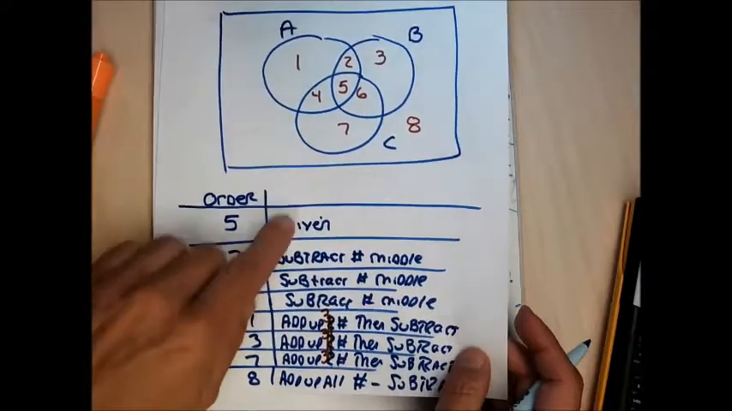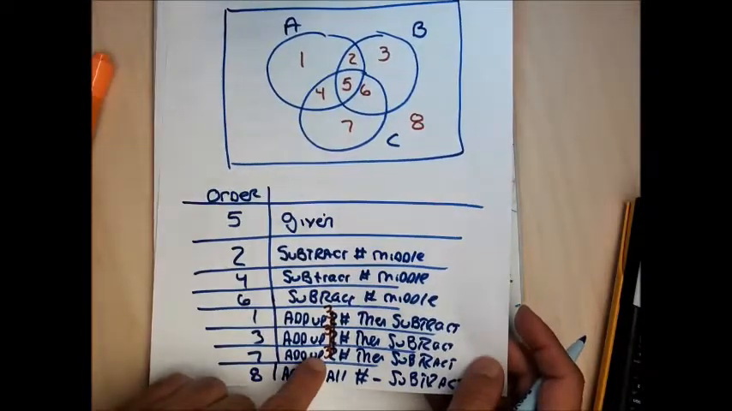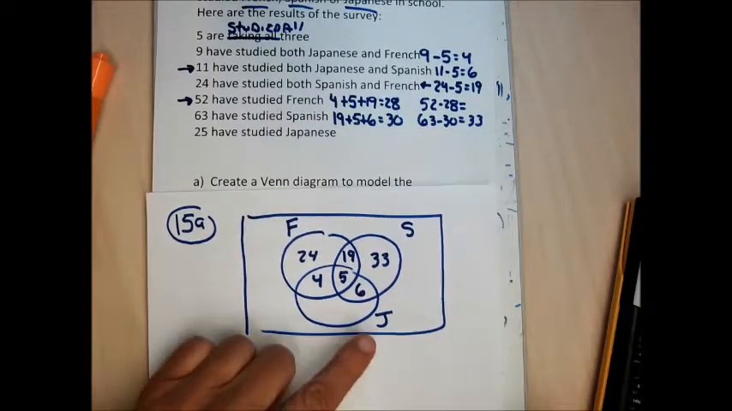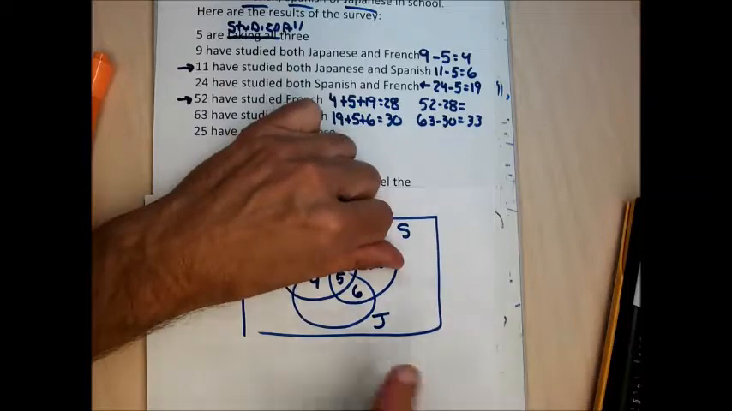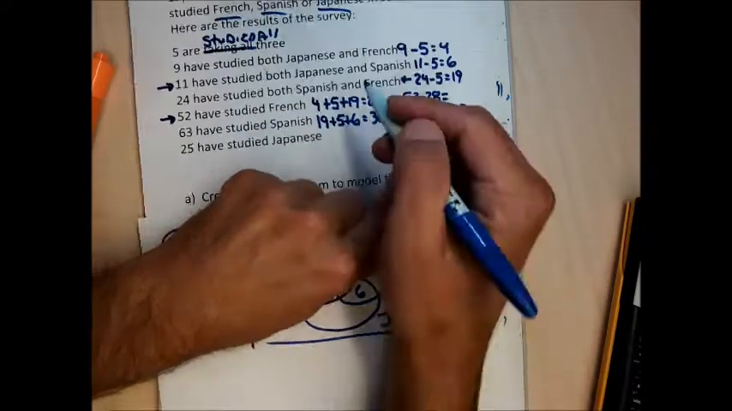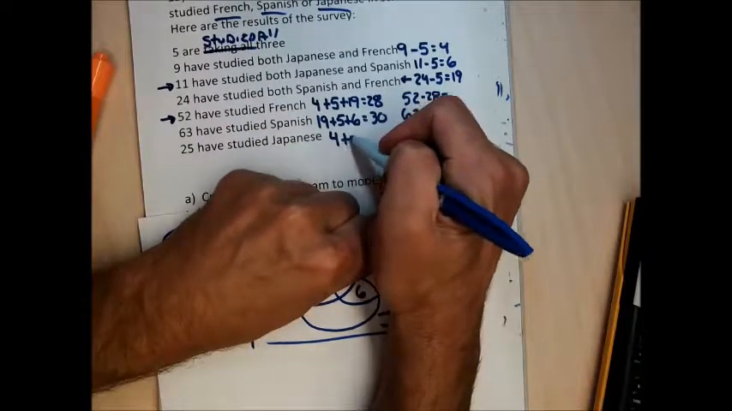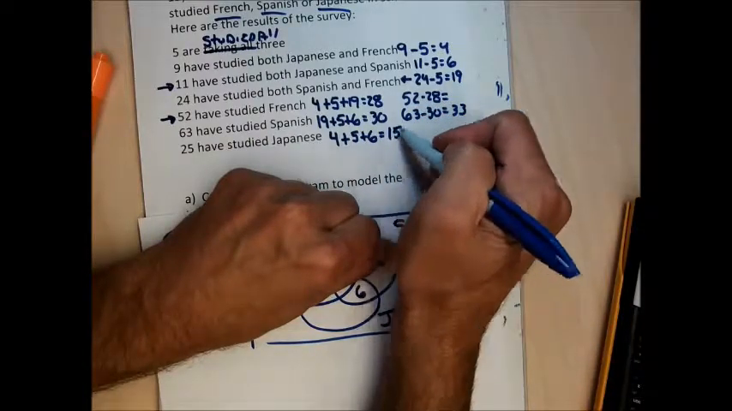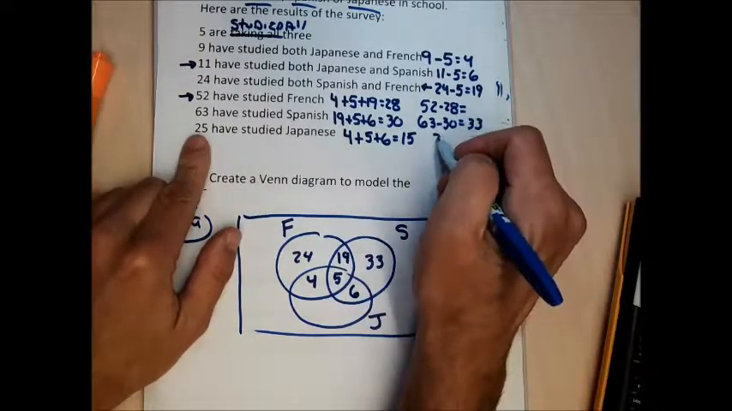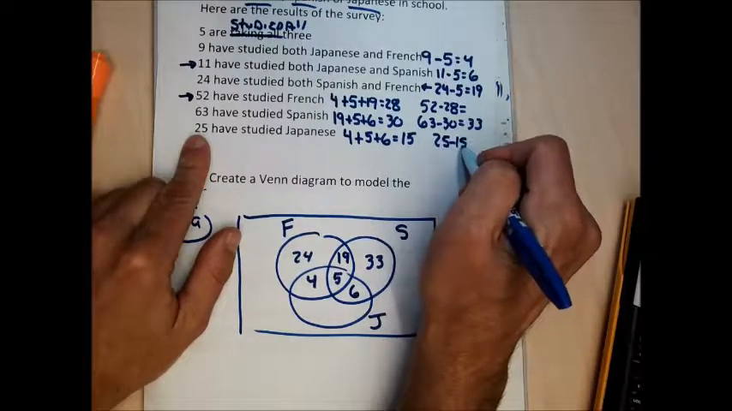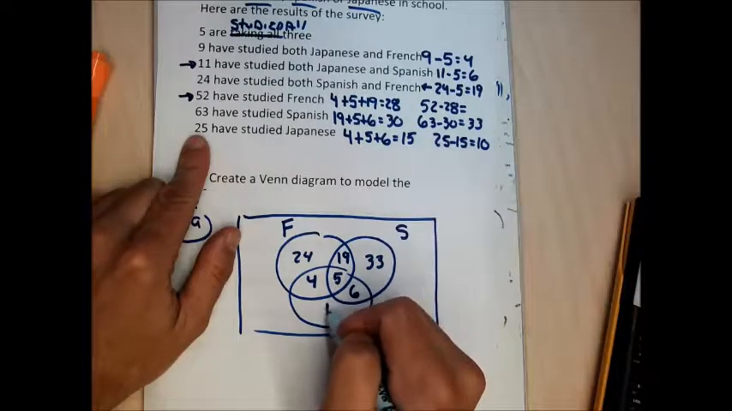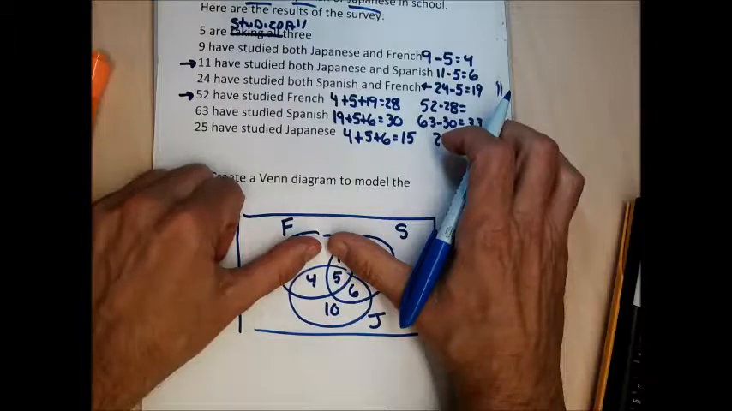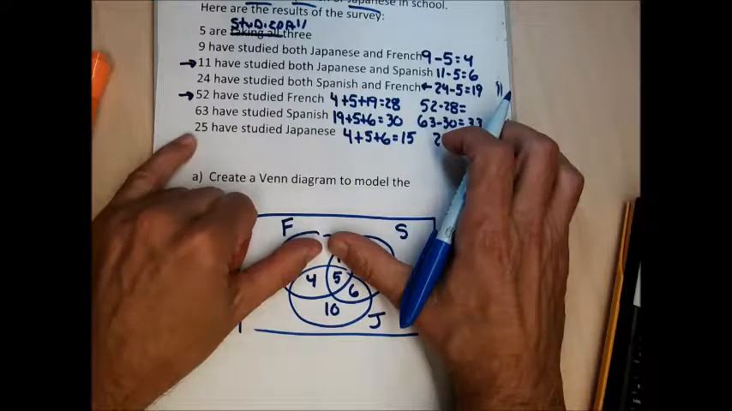Next, I'm going to do region 7. I'm going to add up 3 numbers and then subtract. And when I go to do region 7, because that's a Japanese circle, the 3 numbers I'm going to add up are the 4, 5, and 6 in the Japanese circle. And I'm going to use this Japanese only number. So I'm going to add up those numbers, which add up to 15, and then I'm going to subtract 25 minus 15 and get 10. That's going to be the rest of the Japanese circle. If I add up the 4 numbers that I have shown right now, that will add up to the 25 that had studied Japanese.